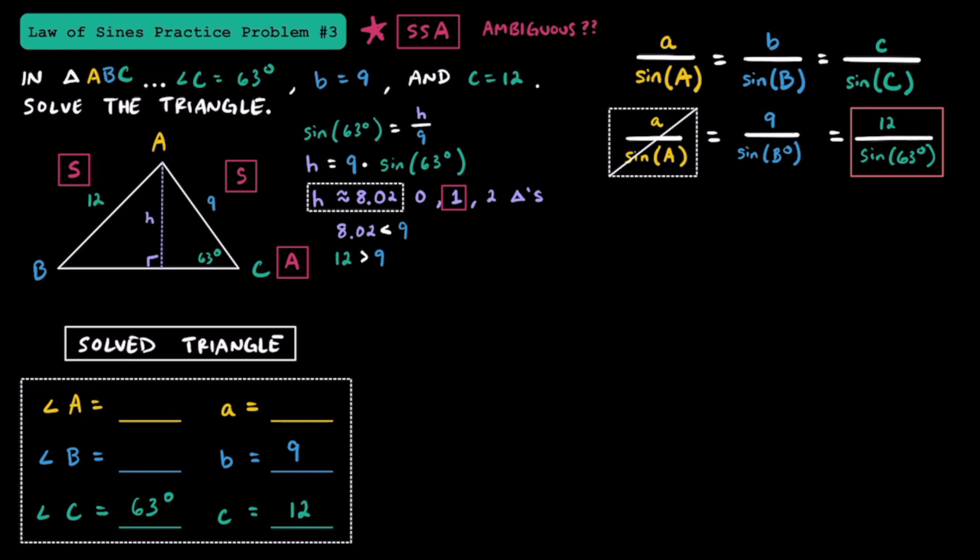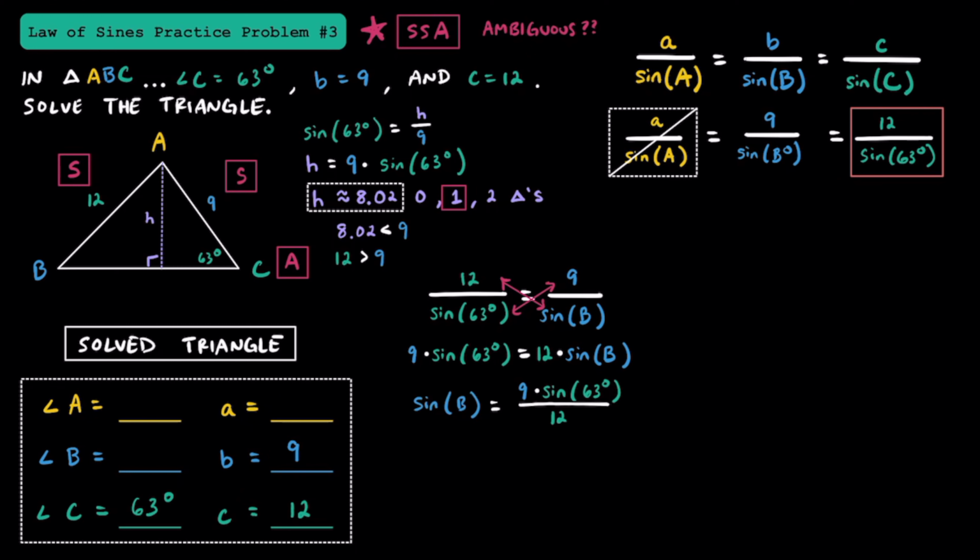And when deciding the other ratio to use to form a proportion, don't use this one that's a over sine of a, since we don't know either value on the top and the bottom. It's not useful. So let's go ahead and write the proportion. 12 over sine of 63 degrees is equal to 9 over sine of angle B. Using cross multiplication, we can rewrite our proportion as 9 times sine of 63 degrees is equal to 12 times sine of angle B. Dividing both sides by 12, we can write sine of angle B is equal to 9 times sine of 63 degrees over 12.